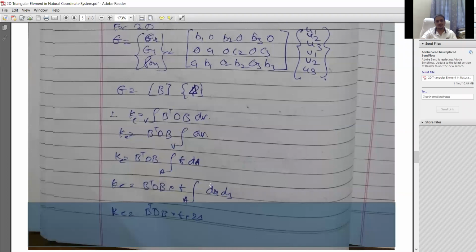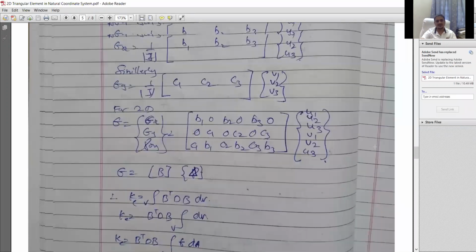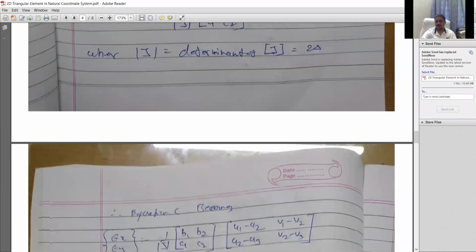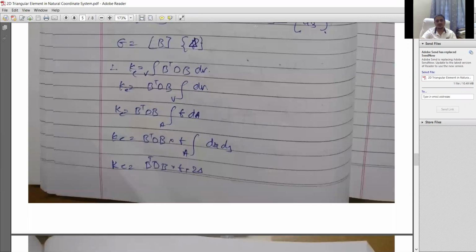So here, if you go for the integration, you are ultimately going to get the area of the triangle. So your K elemental will now be B transpose into D into B into the volume part. This is how the stiffness matrix is generated for the two-dimensional element, that is the triangular element. But here we are using the natural coordinate system in place of the artificial coordinate system. This is just the derivation part, and I hope you have understood this.